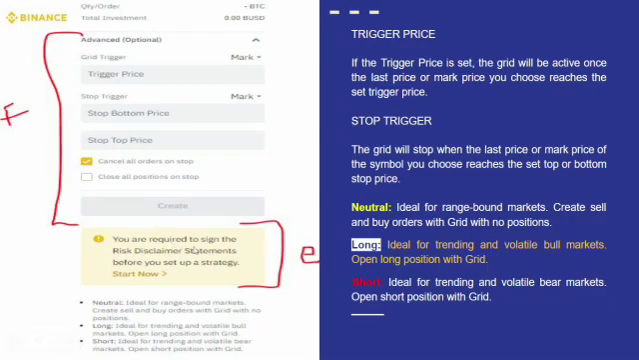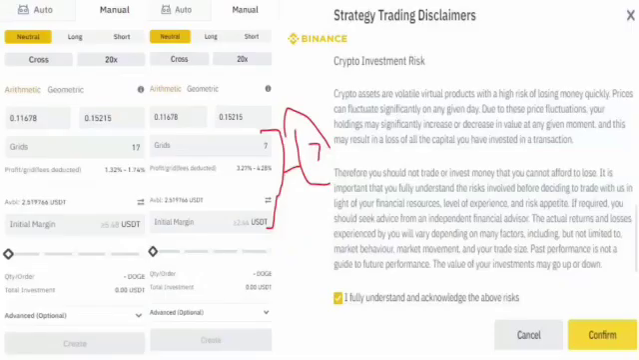As a disclaimer, you are required to sign the risk disclaimer statement before you set up a strategy. You click on Start Now, and Binance will show you a form where you can click on I understand or click on Accept before you can start trading. The strategy trading disclaimer is just a disclaimer from Binance, making sure you are aware of the risks involved in trading futures or the grid trading bot feature.